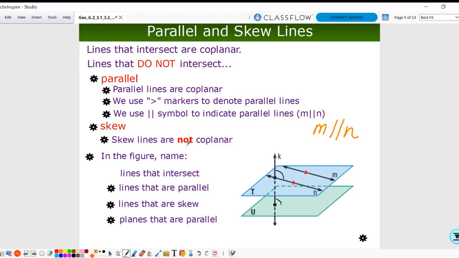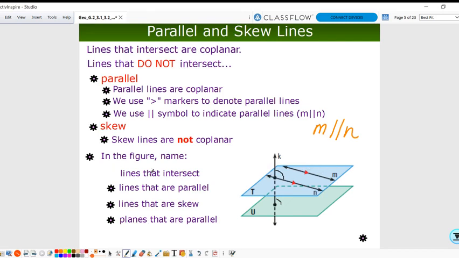Skew lines are lines that are not coplanar and they do not intersect. So let's take a look at our picture here. For example, line N and line K intersect, so they're intersecting lines. Line M and K are not on the same plane, and they do not intersect. They would be skew lines.